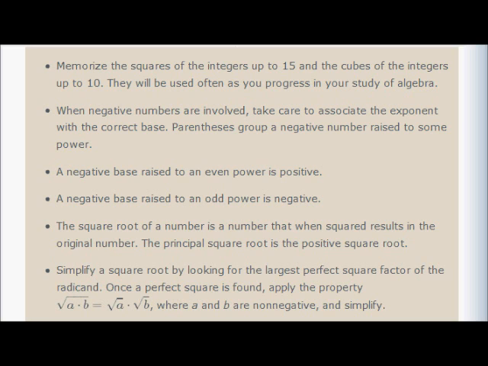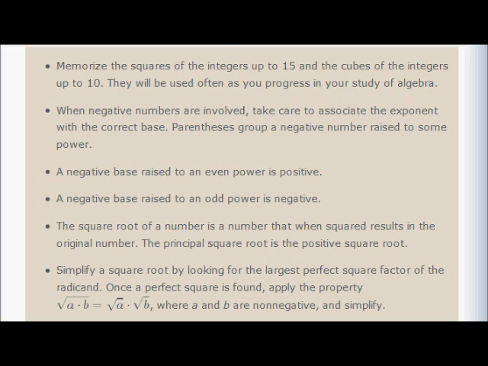A negative base raised to an odd power is negative because in addition to those pairs of negative signs, you have an extra negative sign at the end, because an odd number is one more than an even number. Then you would have just pairs that cancel out. So your result has to be negative because you're going to have a negative times a positive, and a negative times a positive is a negative.